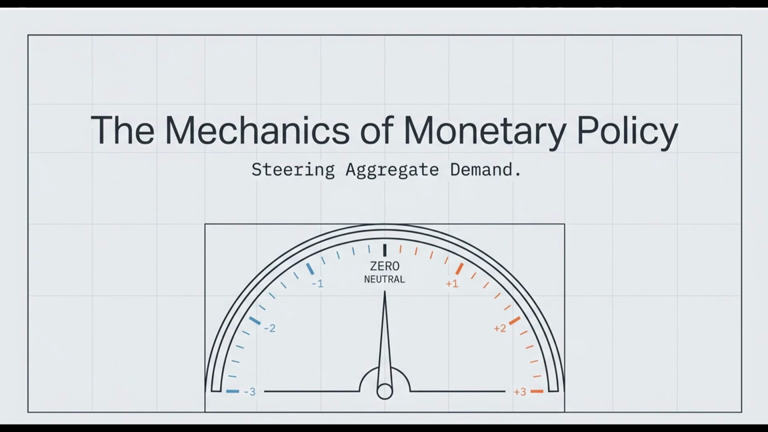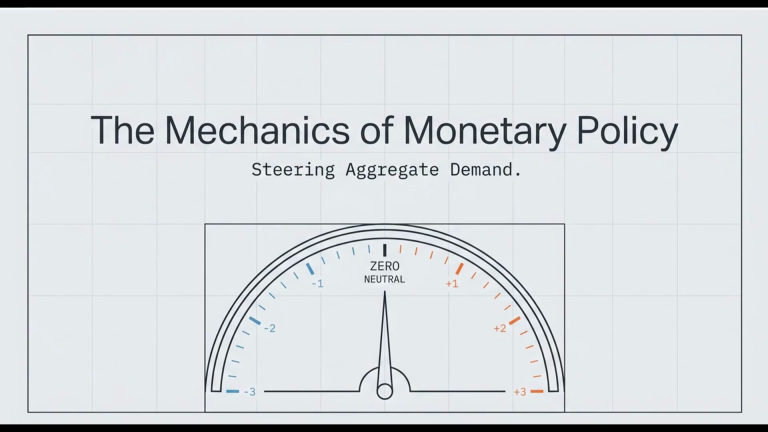Hi all. Today we will explore the mechanics of monetary policy, the process through which a country's central bank influences economic activity. Monetary policy is one of the most powerful tools available to governments and central banks for managing the economy. Its primary goal is to regulate aggregate demand, which is the total demand for goods and services within an economy. The central bank constantly monitors economic conditions such as inflation, unemployment, and economic growth. Based on these indicators, it adjusts monetary policy to either stimulate economic activity or slow it down.